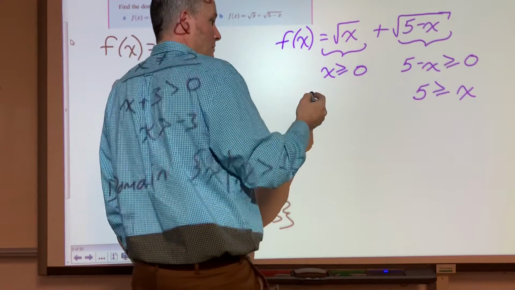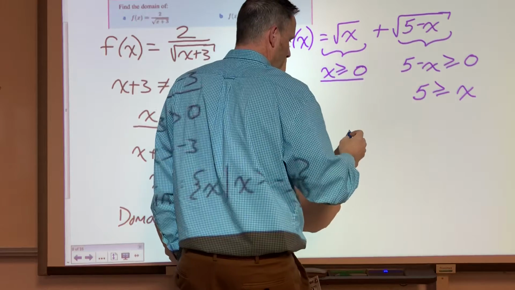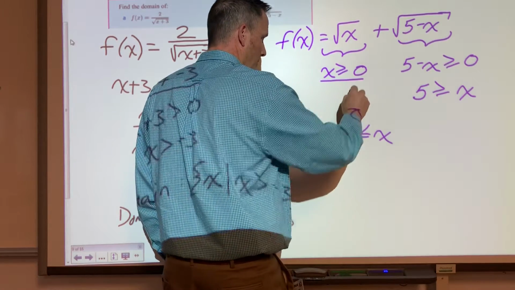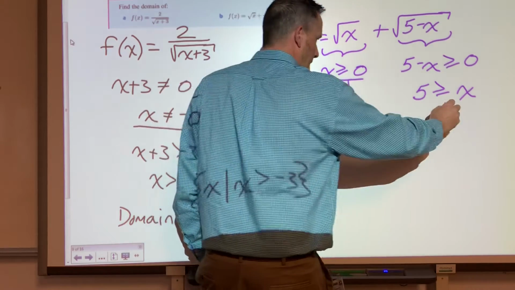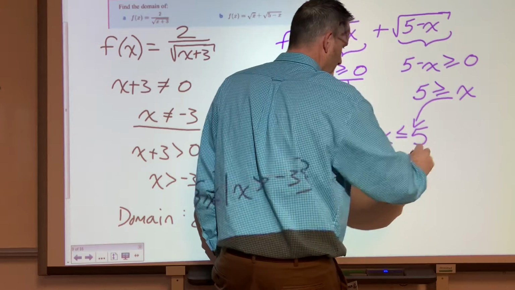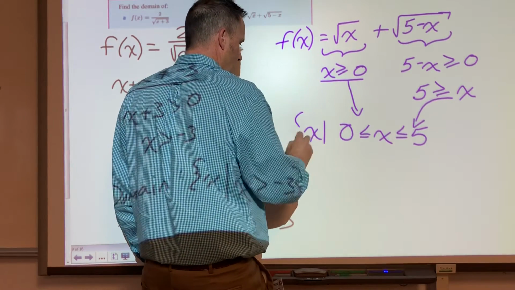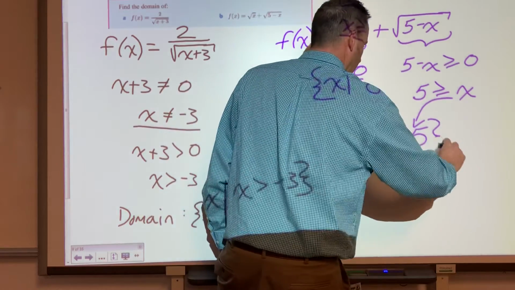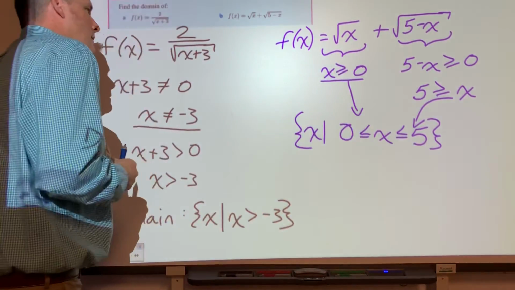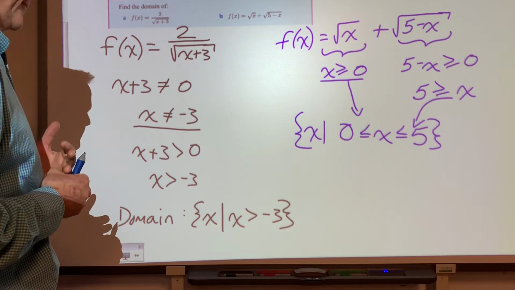So we've got this combination happening here. x has to be greater than or equal to 0 from here, but it has to be less than or equal to 5. So that's the domain for that question. I take the two parts and it gives me an interval where this function will work. Okay?